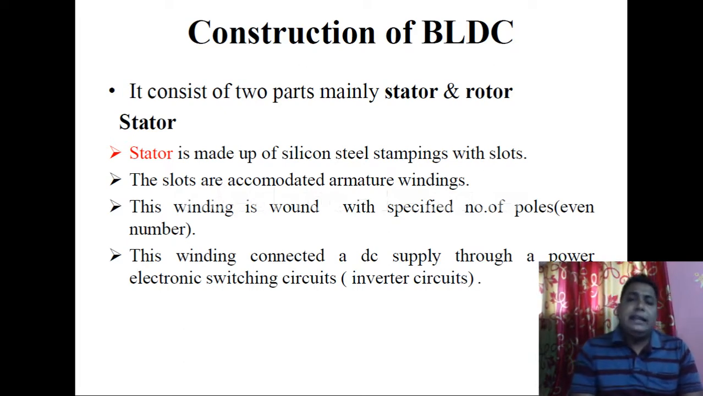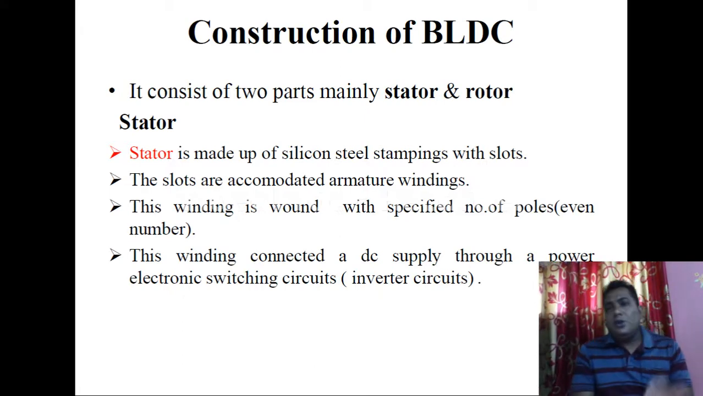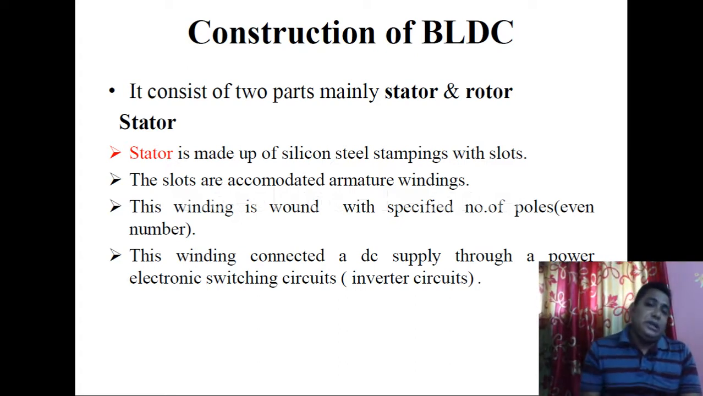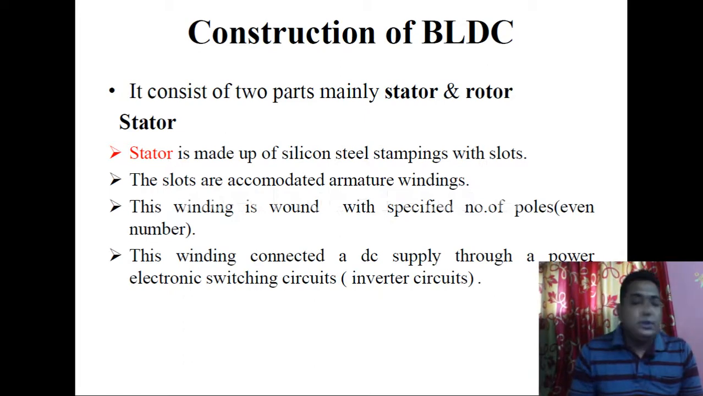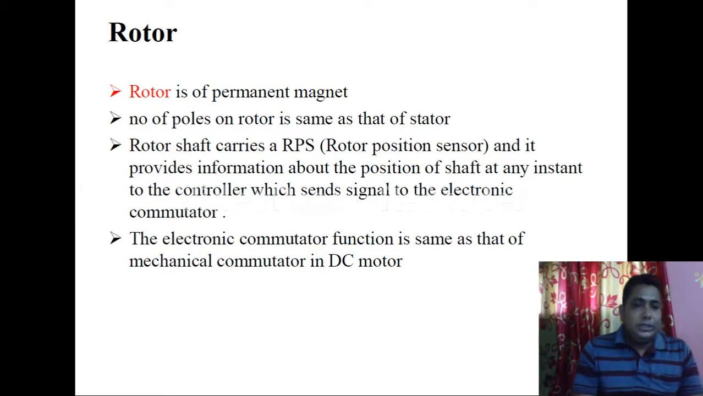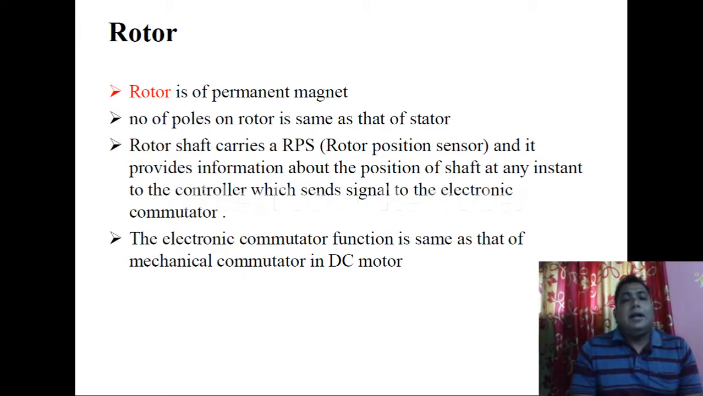This winding is connected to a DC supply through a power electronic switching circuit, an inverting circuit. By controlling that switching circuit we can give a systematic input to this BLDC, that is the brushless DC motor. After some slides we are going to identify how it works and how the machine rotates at synchronous speed. Okay, so now we are discussing the rotor. The rotor is a permanent magnet, as already discussed. The number of poles on the rotor is the same as that of the stator.